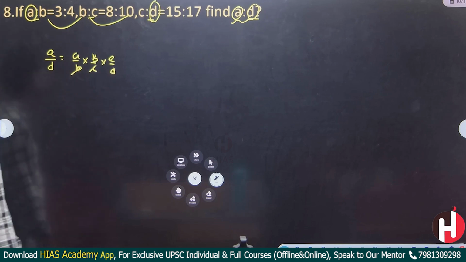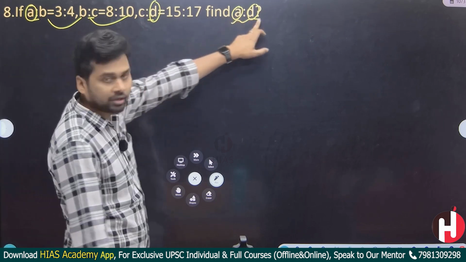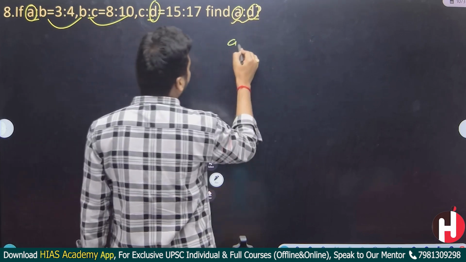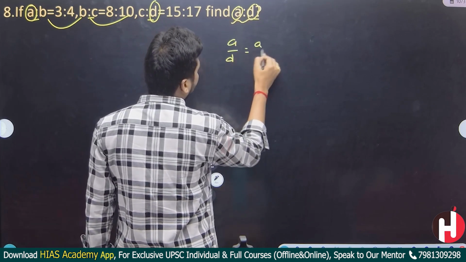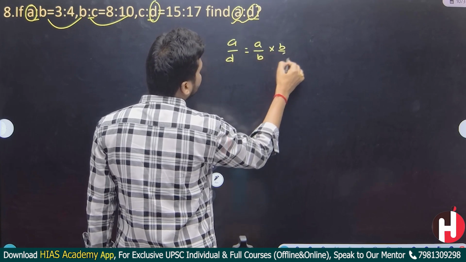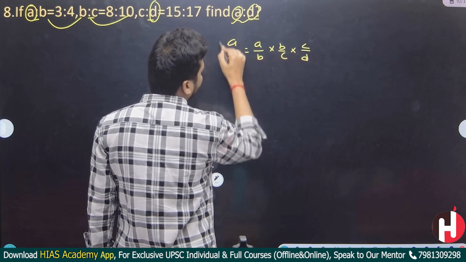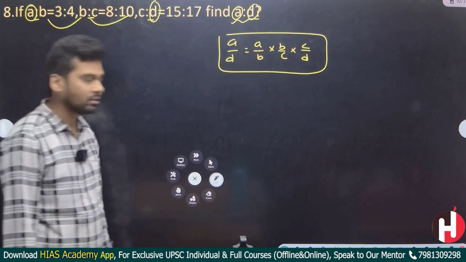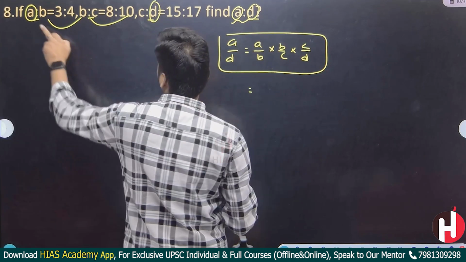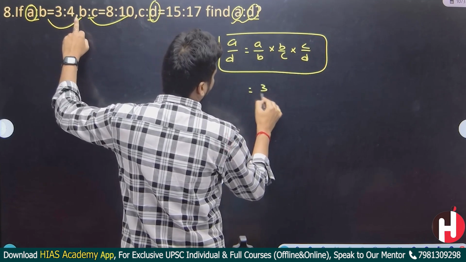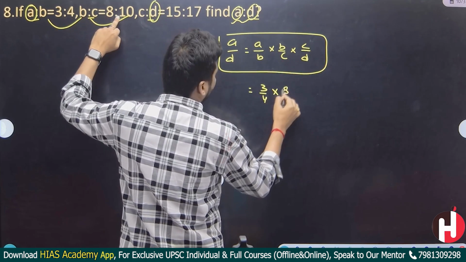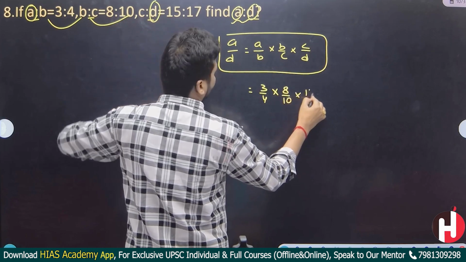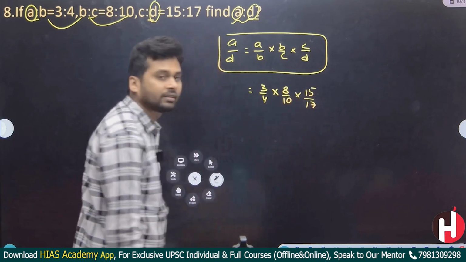What term do we get? A by D only. So if you are asked to find A is to D value, A by D or A is to D is nothing but A by B into B by C into C by D. A is to B, B is to C, C is to D. So you multiply the ratios. A by D means what? First A by B. So what is A by B? 3 by 4 into B by C means what? 8 by 10 into 15 by 17.